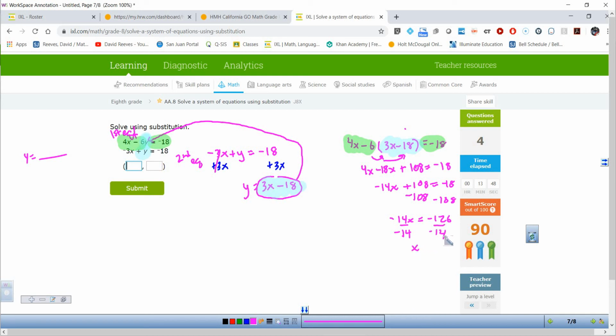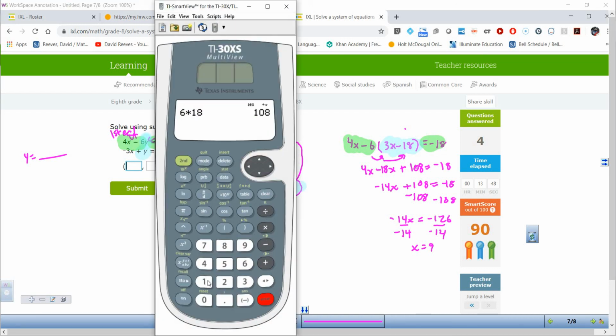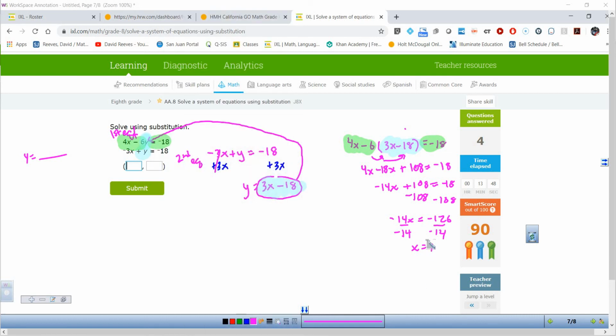I'm thinking 10 would be 140, so it's going to be 9, but let's say you didn't know that. We could reach for our calculator and do negative 126 divided by negative 14, and when we do that, we get positive 9. Look at that, your math teacher was right. So x is equal to 9.